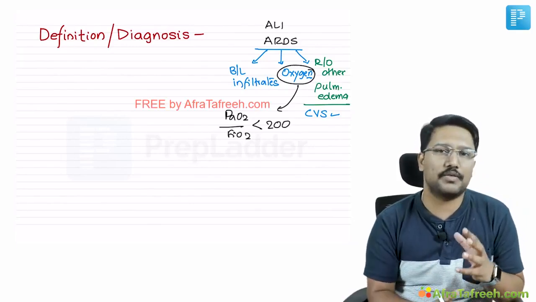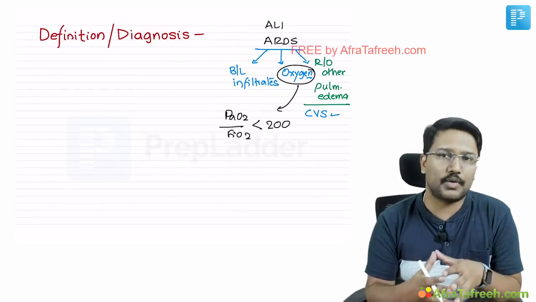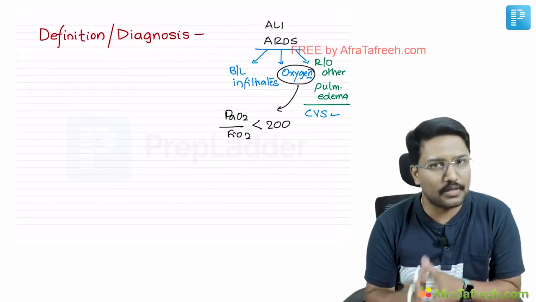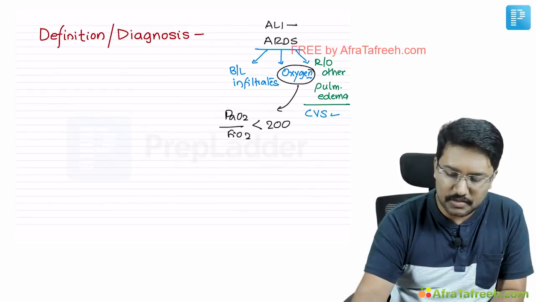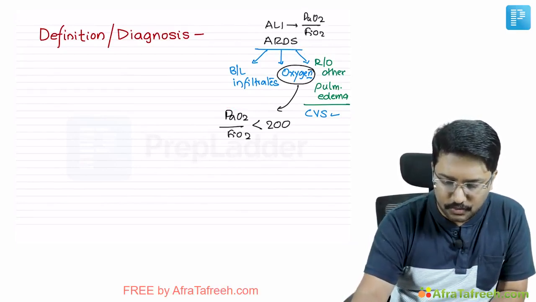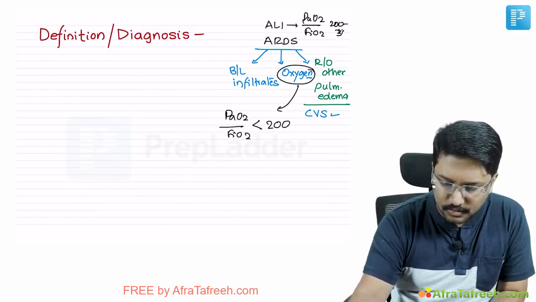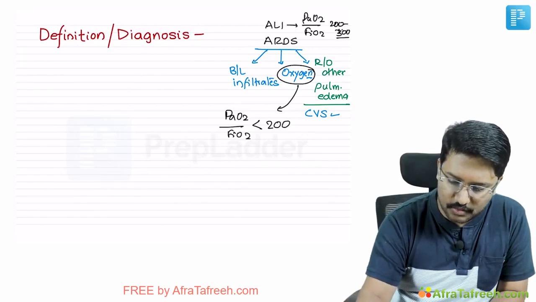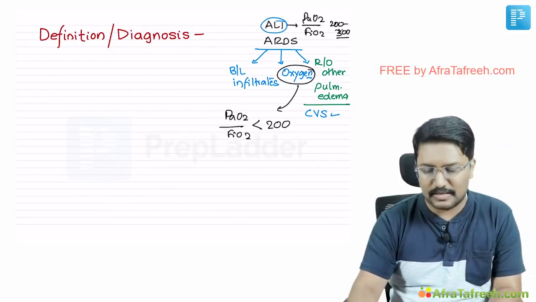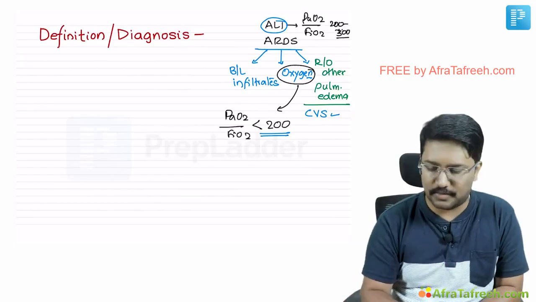So what about those patients who have bilateral chest infiltrates and a PaO2 by FiO2 ratio in the range of 200 to 300? Those patients were said to have what is called acute lung injury. When it is less than 200, we start calling them ARDS. This is according to the previous definitions.